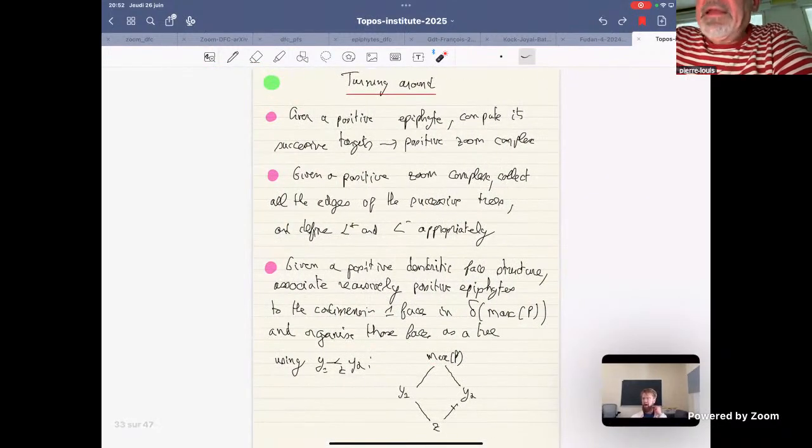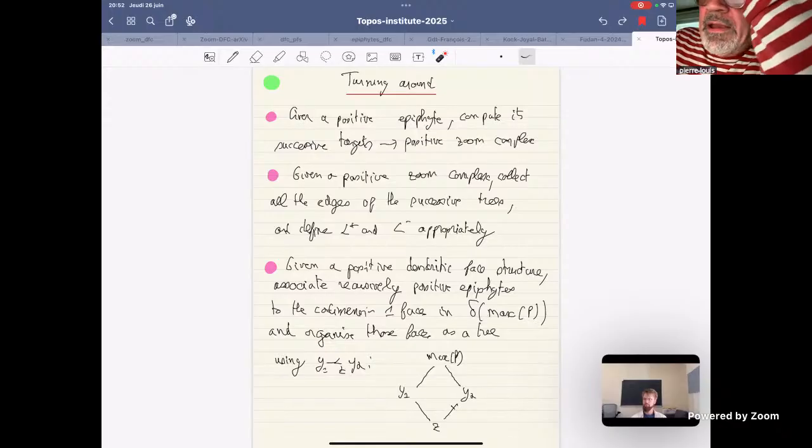Okay, and finally, we didn't present the work in this way, but we could present it. We can turn around to show the equivalence. So given a positive opetope, we can compute its successive targets and we will get a positive phase complex. Given a positive phase complex, we can actually collect all the edges of the successive trees in the complex, and this will define our poset of faces.